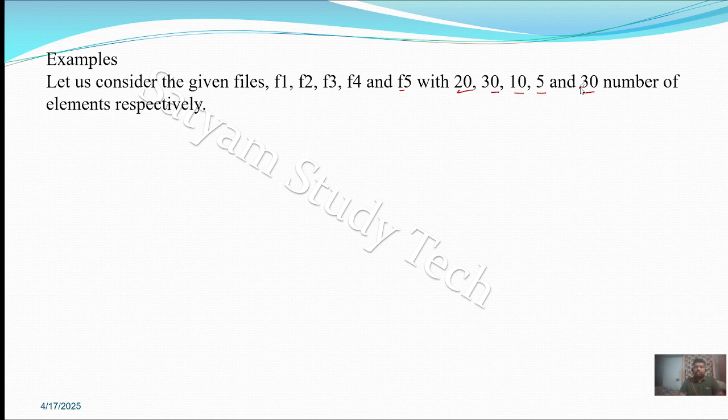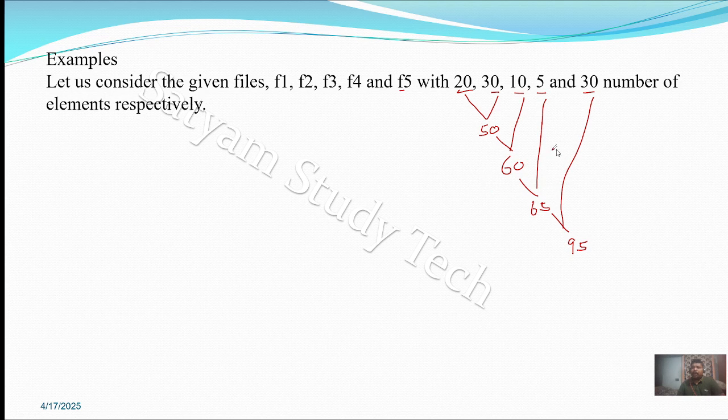So how can we merge? Here there are different ways to merge. For example, you can merge these two, 20 and 30, that is 50. I am using two-way merging. Then 50 and 10 you can merge: 50 plus 10 is 60, and 60 and 5 gives 65, and 65 and 30 gives 95. What is the total cost of this merging?